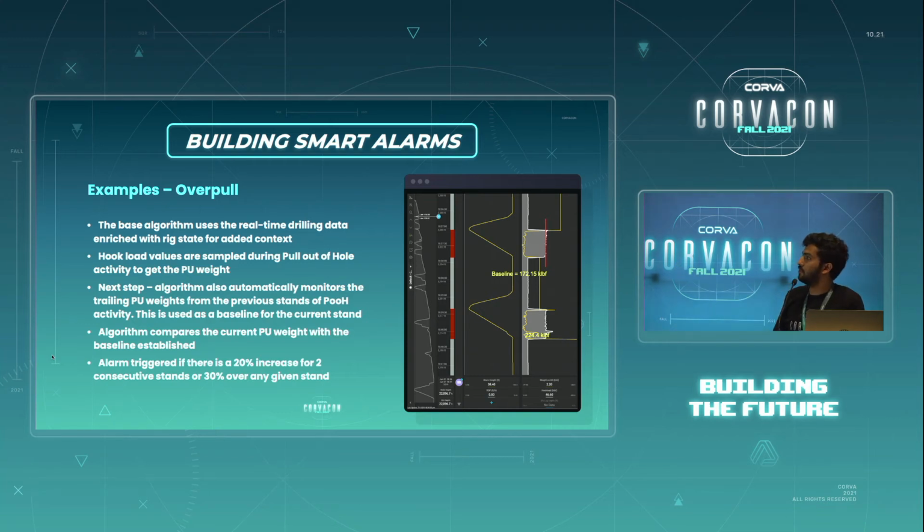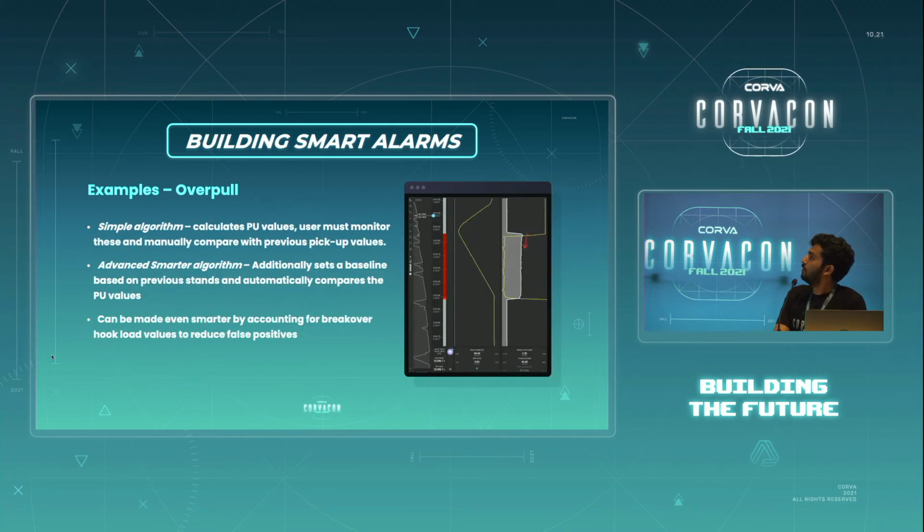So that's more than 30% over the baseline. So instead of someone manually monitoring every stand that they're picking up, the alarm can automatically trigger saying, hey, you increased your hook load by more than 30% compared to the baseline. So it's automatically notifying the user. The simple algorithm just captures the pickup values. The advanced algorithm builds a baseline and then compares the real-time value.